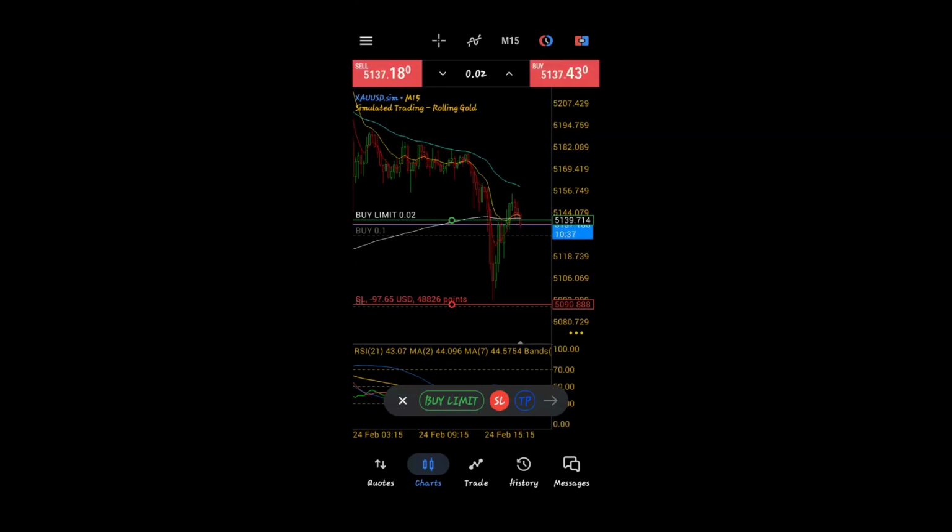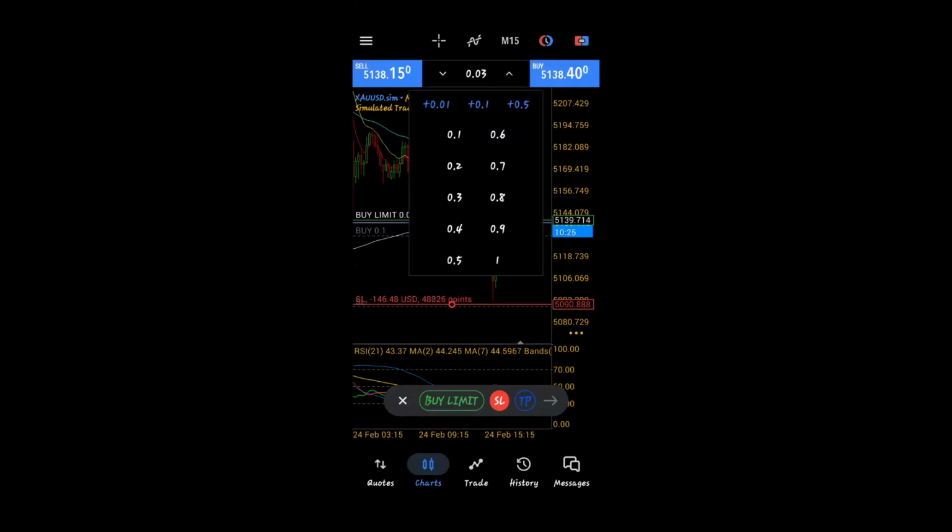So let's say 1% was $100. If I want to risk 3%, my stop loss stays in the same place, but now I'm risking $300 instead of the 100, and I can just adjust my lot size until it gets to $300. The closest I can do is the 292. So that's how you figure that out.